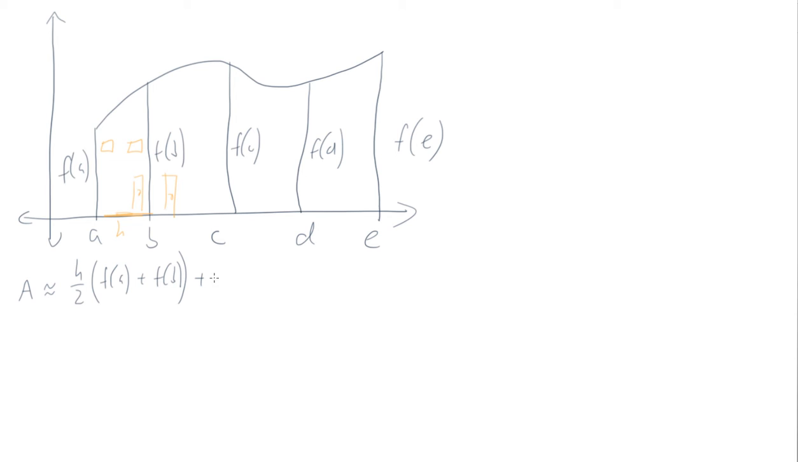My second trapezium is h on 2, it's going to be f of B plus f of C. My third trapezium, so this one here now, is going to be h on 2, f of C plus f of D. And my last trapezium is going to be h on 2, f of D plus f of E.